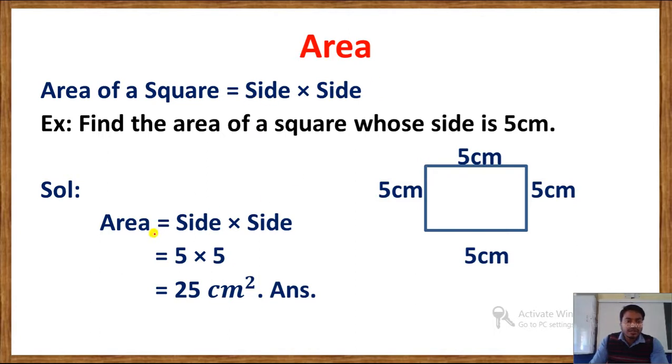So you can write here the formula first, area equals side into side. Okay, now we have the side 5 centimeter, use that, 5 into 5. When we multiply, we get 25 centimeter square. The unit here, you can see we have centimeter, so this will be centimeter square. This is the answer. Understood? So this is how we have to find out. You have to use the formula for finding area of a square.